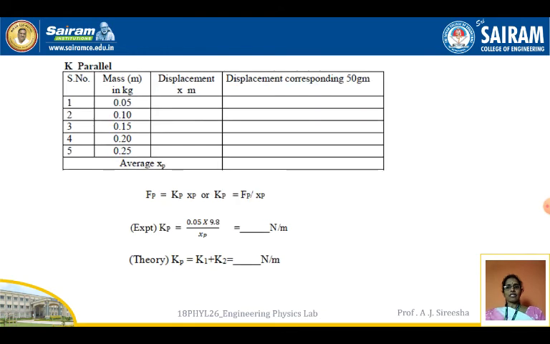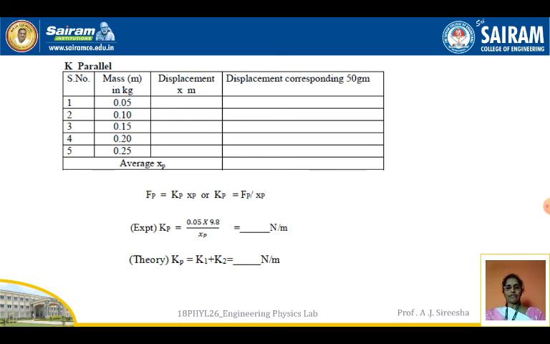The same process is repeated for the springs in parallel. The only difference is the springs are connected in parallel as shown in the figure below. So two springs are connected in parallel. Keep on increasing the loads of 50 grams and measure the corresponding displacement. Calculate the displacement corresponding to 50 grams and calculate Kp, that is, the effective spring constant when the two springs are connected in parallel.